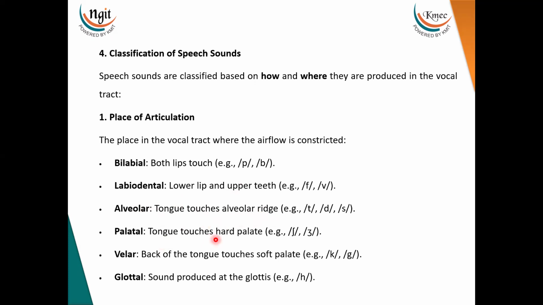Next is palatal, where the tongue touches the hard palate, for example, she. Then velar, where the back of the tongue touches the soft palate, for example, cat. Glottal is where the sound is produced at the glottis. The example is hat, H-A-T, hat.